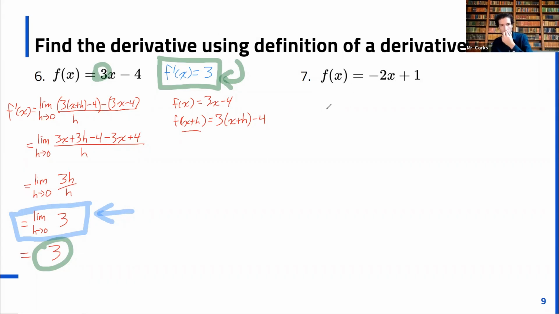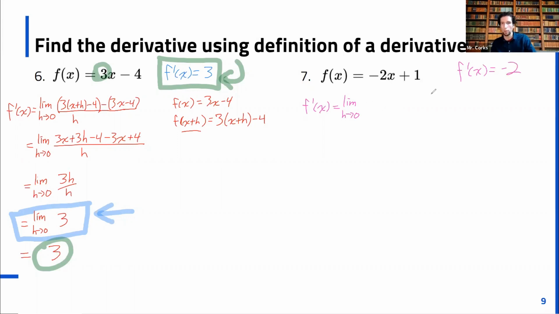Let's do the second one here. We can do this a lot faster since we just did one like this on the left, and then we'll go to a more complex version here. So f prime of x is equal to limit as h approaches 0. Before I write this, what should our answer be? Negative 2. Slope should be negative 2.